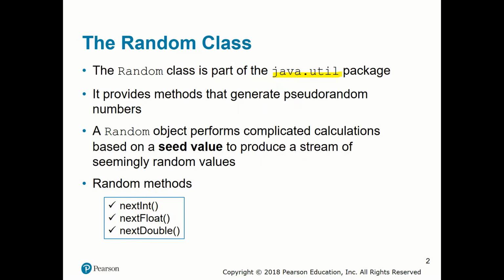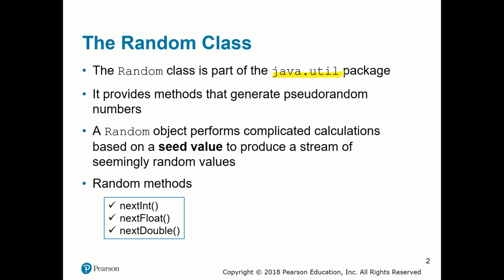It provides methods that generate pseudo-random numbers. A pseudo-random number is generated by some algorithm. Although generated by some algorithm, it is difficult for us to predict the number. A Random object performs complicated calculations based on a seed value to produce a stream of seemingly random values.